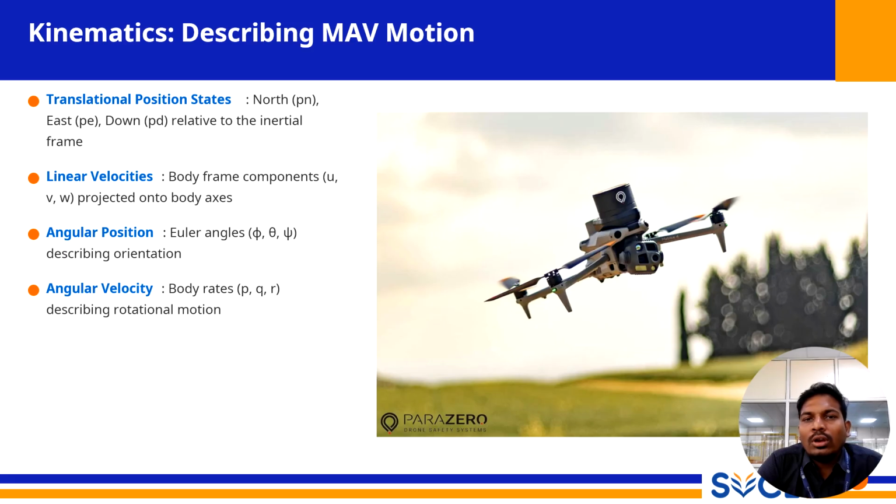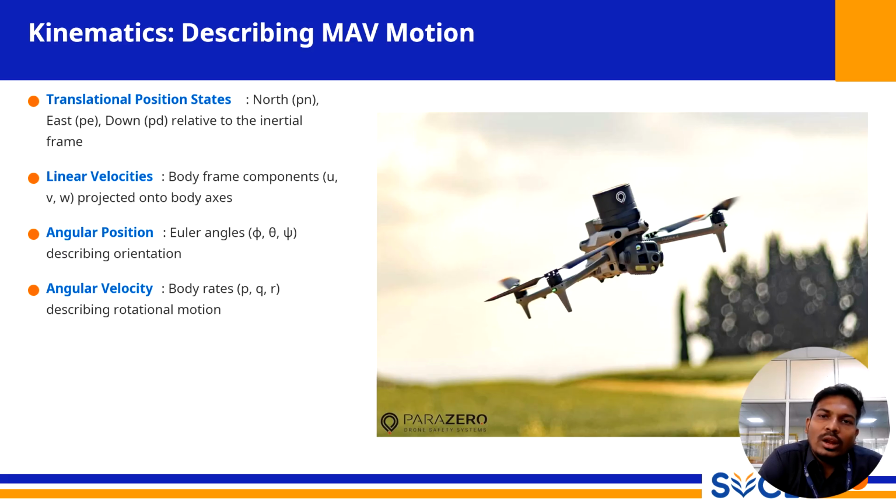For a rigid body like an MAV moving in three-dimensional space, there are a total of 12 states that we must define. First, we need to know where the drone is in space.